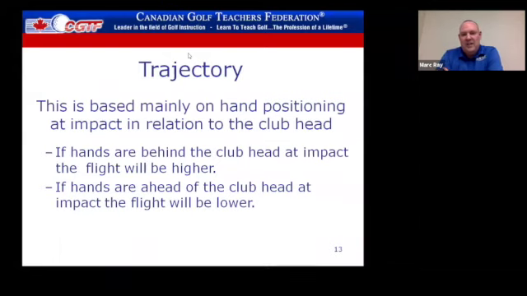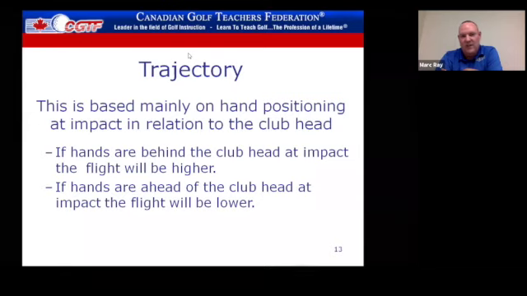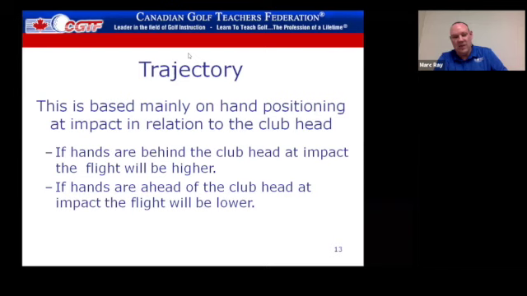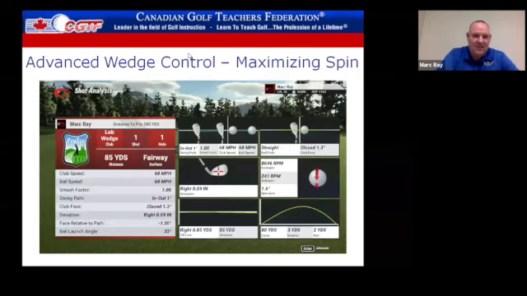So trajectory is basically having the golf ball travel with altitude. And it's usually a reflection of the hands being either behind the club head or ahead of the club head. And we're going to get higher or lower depending on where the hands are at impact. So this is some interesting thing about angle of attack.